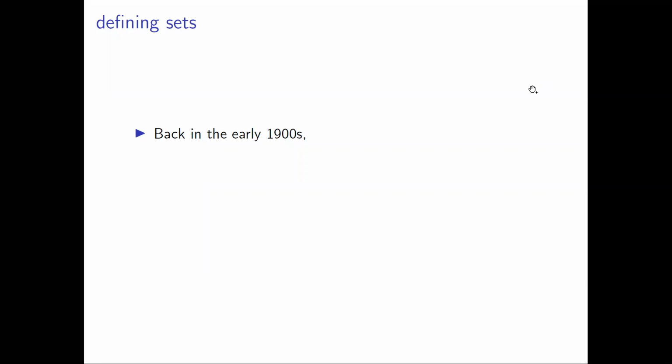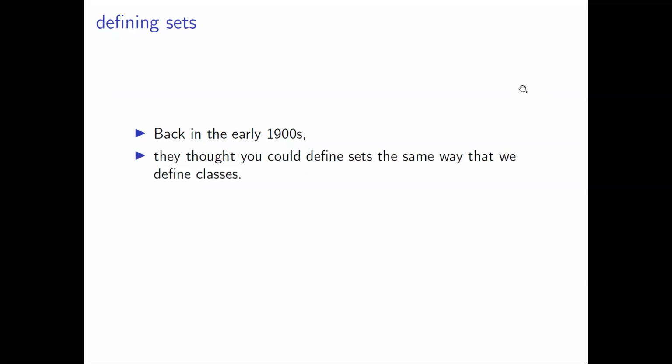So now that we have some notation for elementhood and a shorthand notation for defining classes, let's get into the paradox, which involves how we will define sets. So we can talk a little bit about history. Around 100 years ago, so back in the early 1900s, they had different rules for how they defined sets than the rules that we use today. Specifically, they thought that it was possible to define sets the same way that we just defined classes on the previous slide.